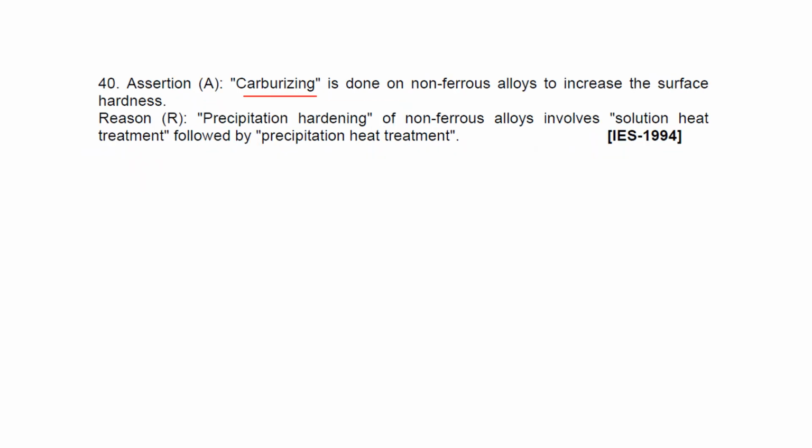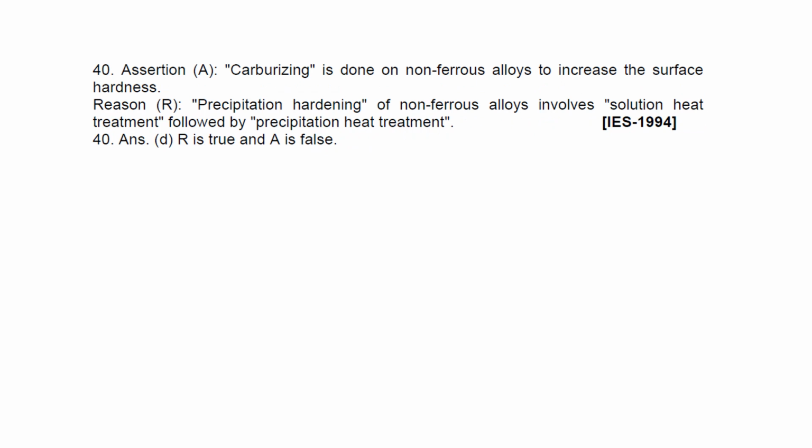Next is an assertion and reason question. Assertion: carburizing is done on non-ferrous alloys to increase the surface hardness. Reason: precipitation hardening of non-ferrous alloys involves solution heat treatment followed by precipitation heat treatment. Carburizing on non-ferrous alloys to increase surface hardness is wrong. Precipitation hardening involving solution heat treatment followed by precipitation heat treatment is correct. So the answer is D: assertion is wrong and reason is correct.